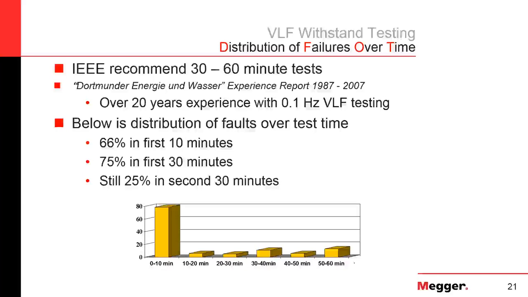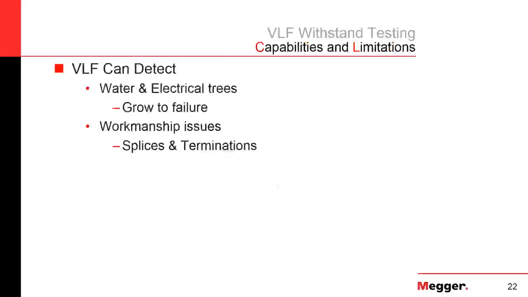What happens is it takes a certain amount of time for those water trees to grow to the point where they can spawn electrical trees, and then those electrical trees also take some time to grow and breach the entire cable insulation. So the very worst thing we can do is start this process of failure and then remove our test voltage. That means we left a weak spot on the cable that will eventually fail in service very quickly.